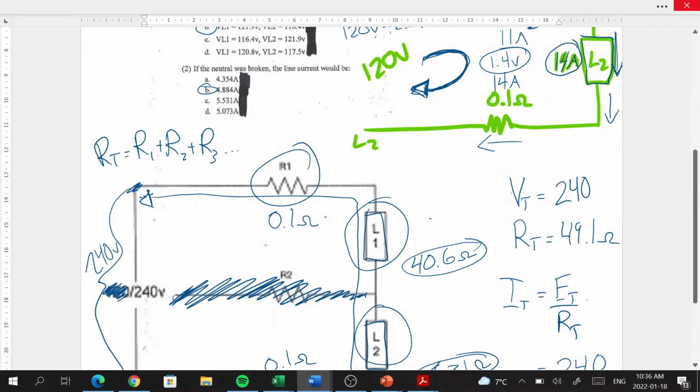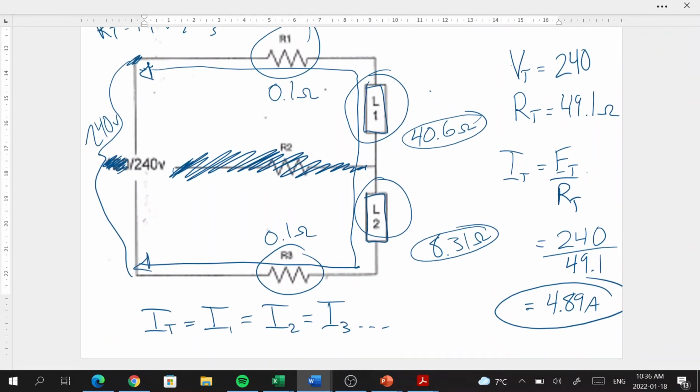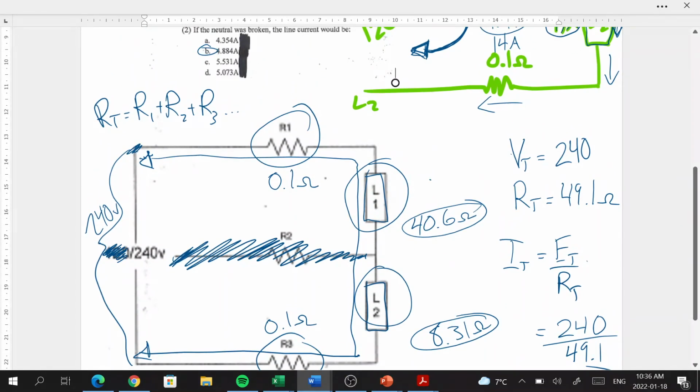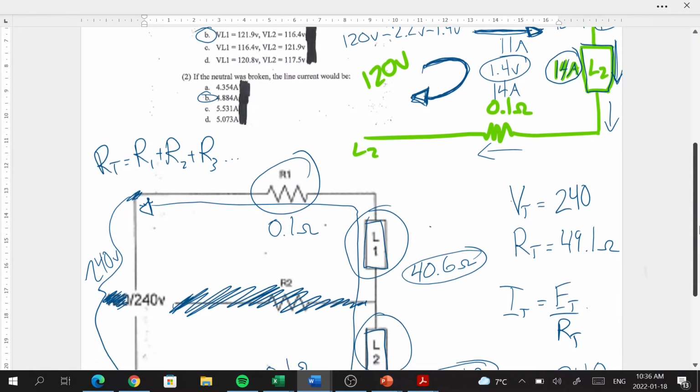Now, why didn't I get 4.884? It's because I rounded. I got a little bit of a rounding error, but as you can see with multiple choice, it's not a huge deal. We just take the closest answer. And that is how we do question 20. Quite a bit to it.